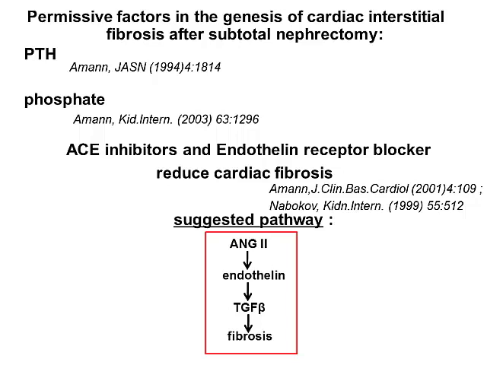A major issue is certainly phosphate. Hyperphosphatemia in experimental models, at the level of the heart, the level of the kidney, etc., is certainly a factor which induces fibrosis. In addition, if you do ACE inhibition and angiotensin receptor blockade, you can reduce the cardiac fibrosis, so probably this angiotensin 2, endothelin, TGF-beta fibrosis axis is playing a role in this process.